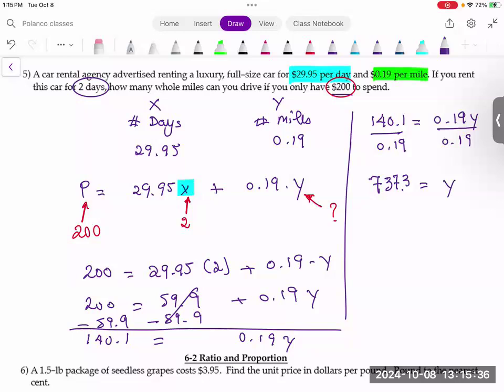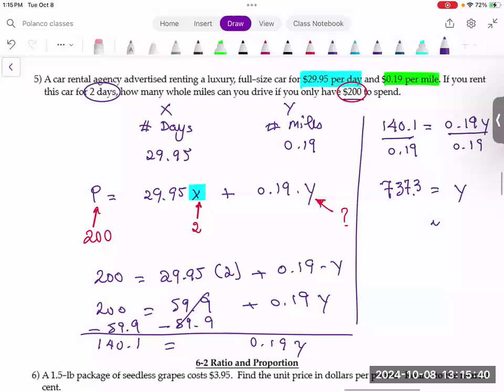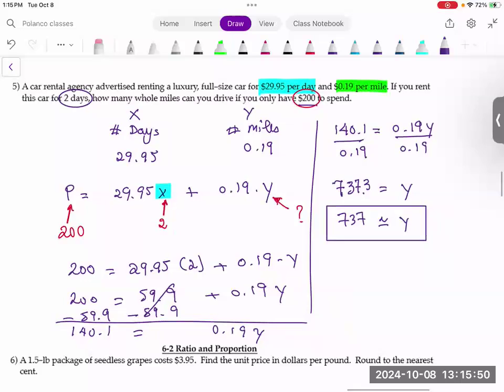Okay, you round it, right? 737.3, if you round it to 737, right? So this should be your answer, correct? Are you okay, guys, with this?